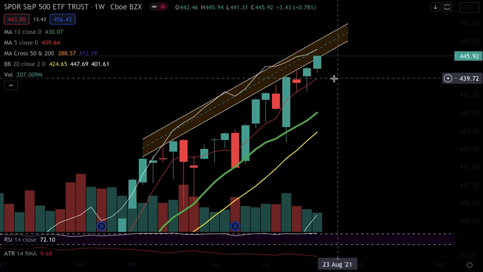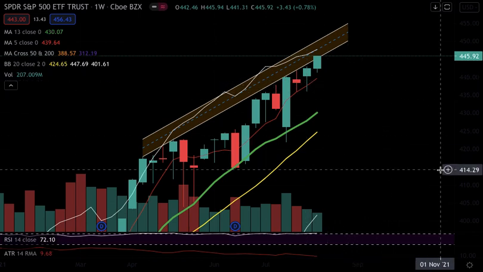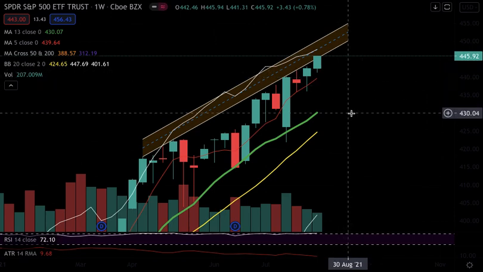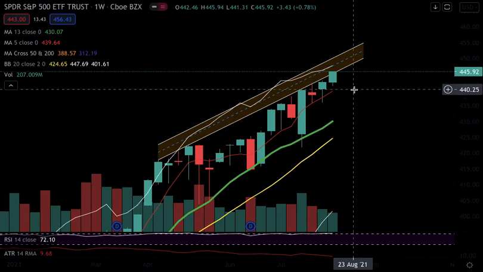Okay, that's where I usually consider the critical support level for the week. Okay, so this week, the 5-day moving average was at 439.64. We never got that bounce off of there. All right, so this coming week, I would like to see if we will get a bounce from there.